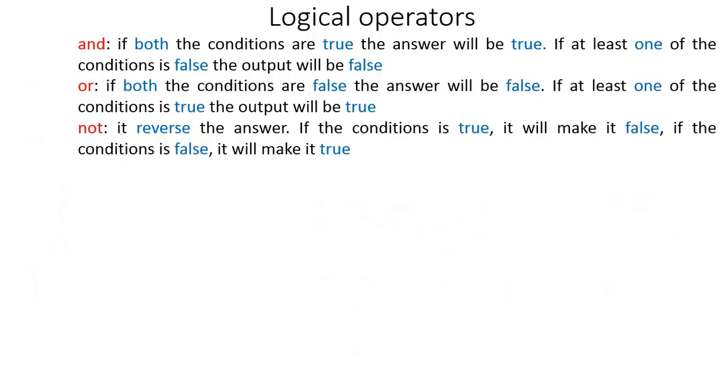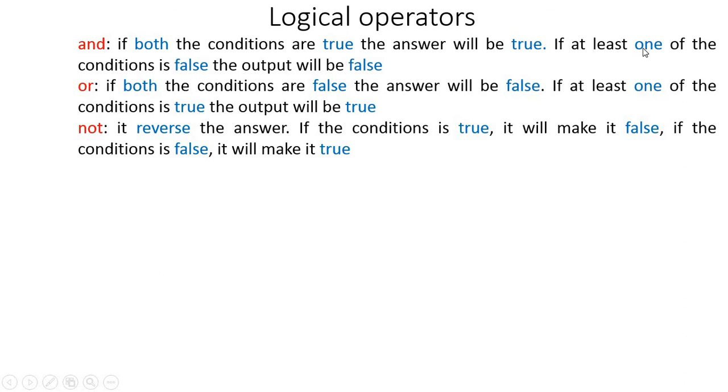Now logical operators. We have 3 logical operators: AND, OR, and NOT. AND means if both the conditions are true, the answer will be true. If at least one of the conditions is false, the output will be false. In case of OR, see the difference. Here we say if both the conditions are true, the answer will be true. Here we say if both the conditions are false, the answer will be false. If at least one of the conditions is true, the output will be true.